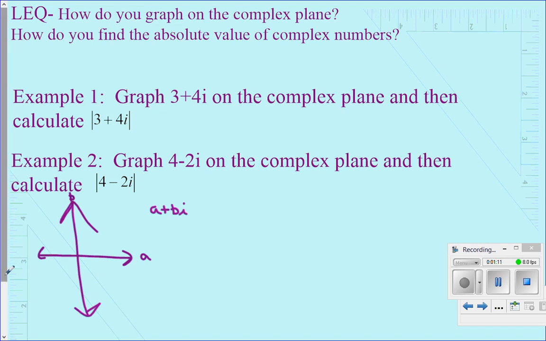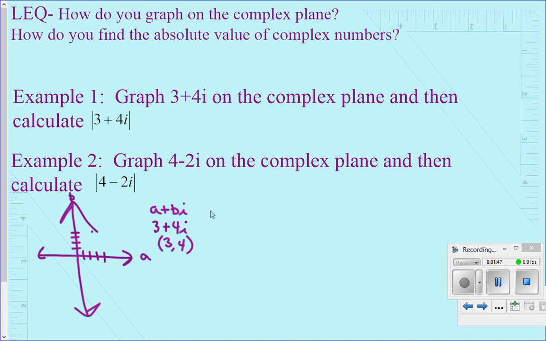So if I'm graphing 3 plus 4i on the complex plane, that means 3 is the real part and 4 is the imaginary part. So that would be the point (3, 4). That just means go to 3, 4 and put a point. So that's the first part of this problem. Example 1 says graph it. That is graphing on the complex plane. The second part is talking about the absolute value of 3 plus 4i.